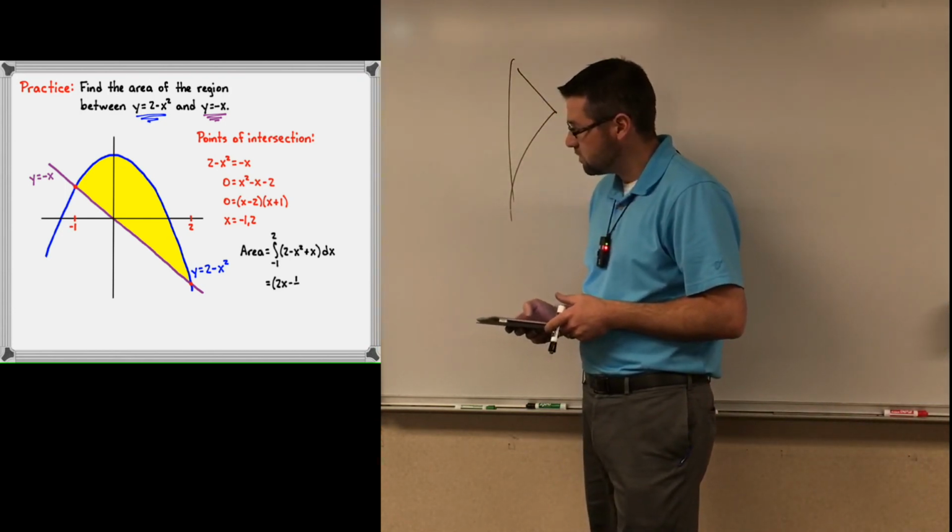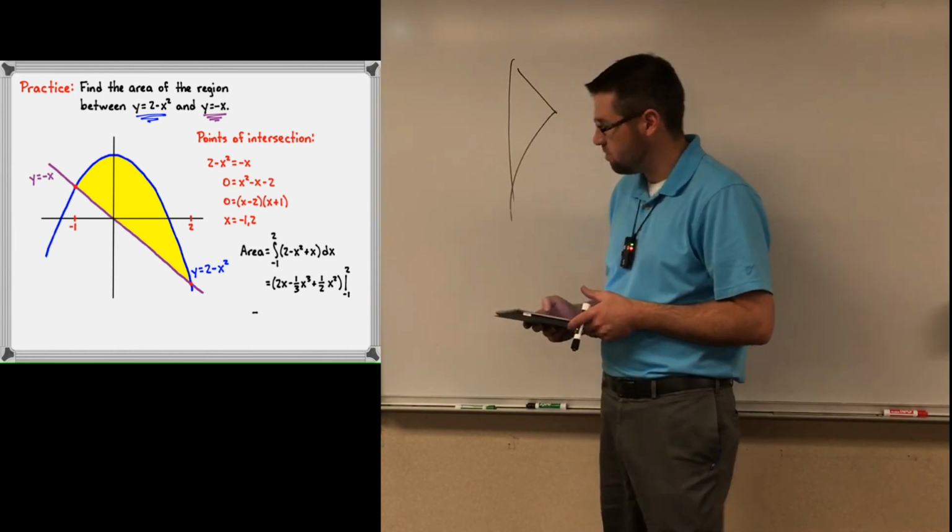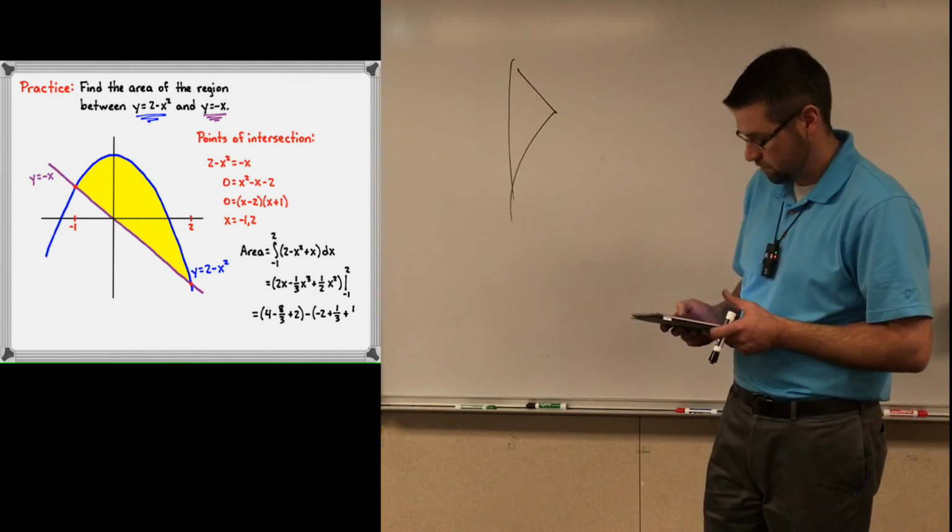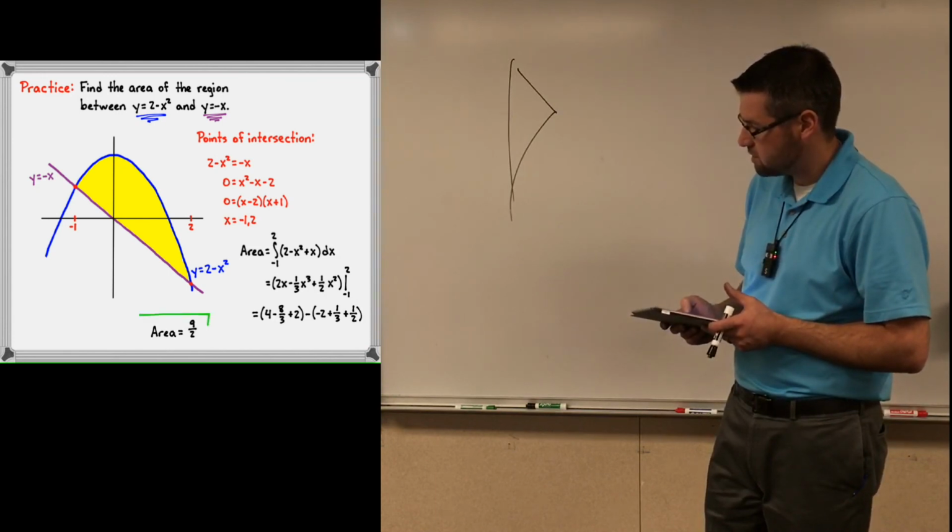And then we take our antiderivative. You got 2x minus 1/3 x cubed plus 1/2 x squared. And then we're going to plug in our upper and lower bounds. We end up with something that is 9/2, yeah?